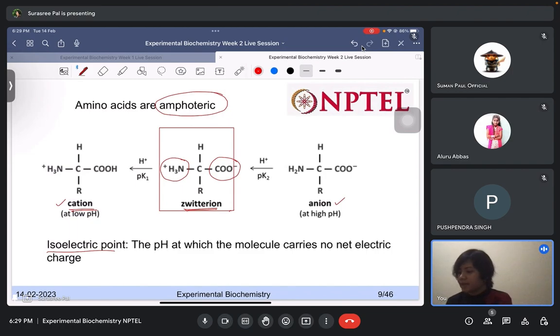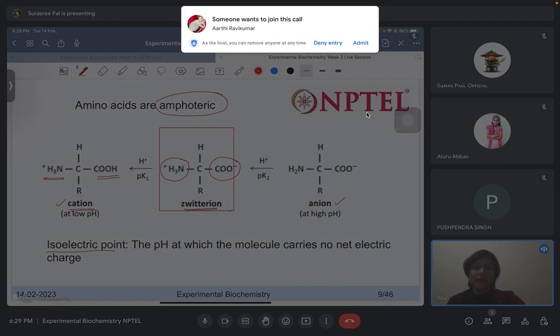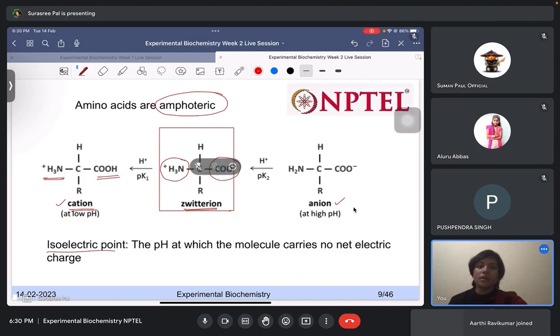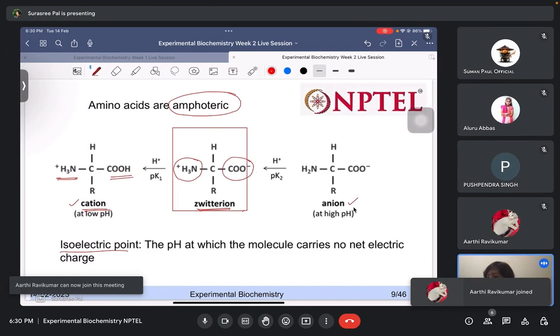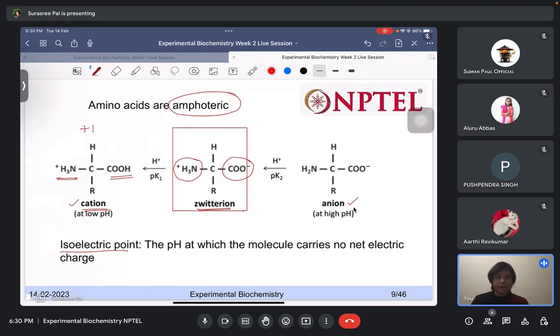You can see that this amino group is protonated. It is existing in an NH3 plus condition, and the carboxyl group is also protonated, so it is in the COOH condition, right? Since it is existing in a low pH condition, all the groups are protonated, and the amino acid exists as a cation, right? So what is the charge here? The net charge on this amino acid is +1, right?